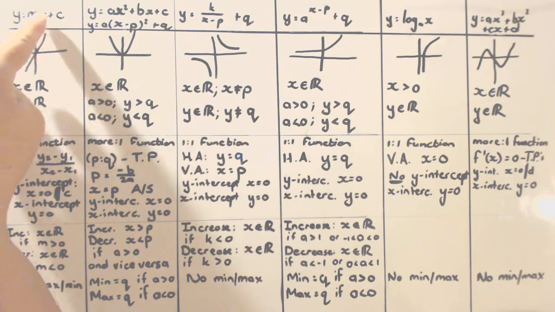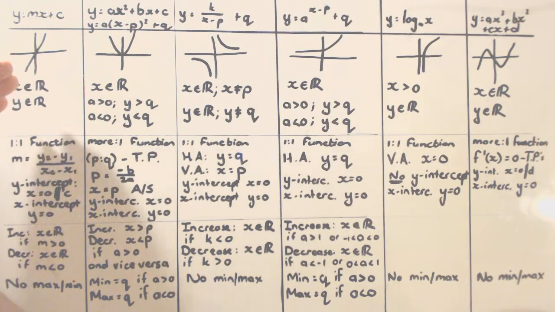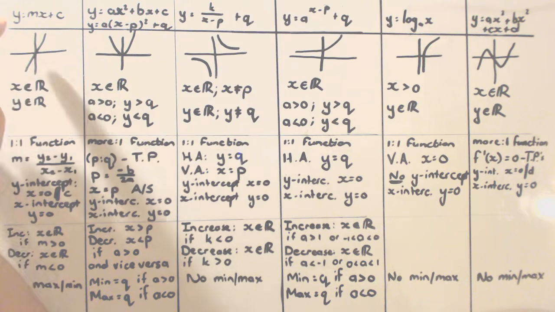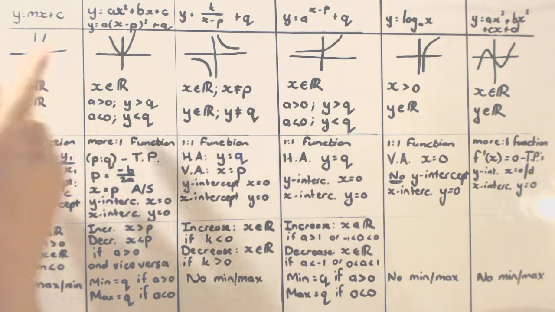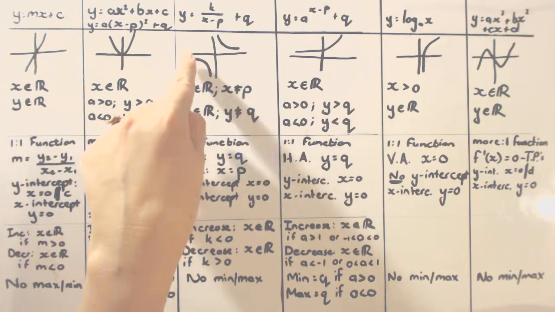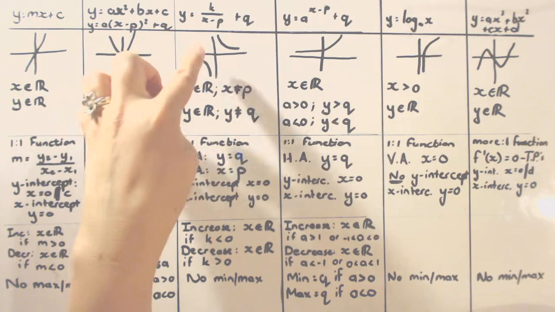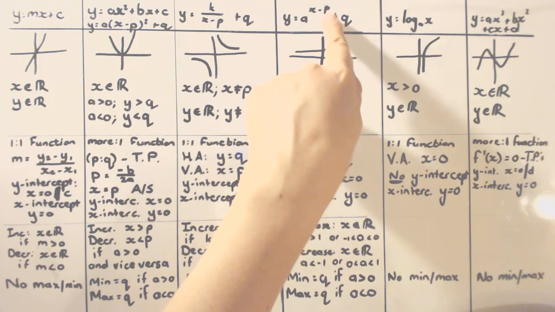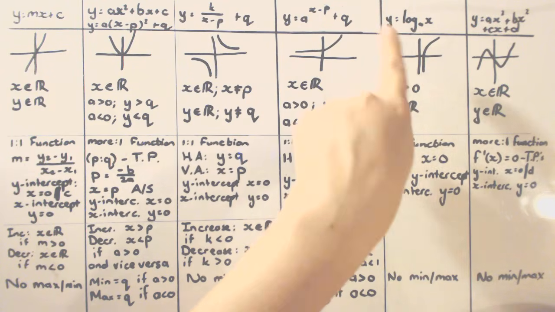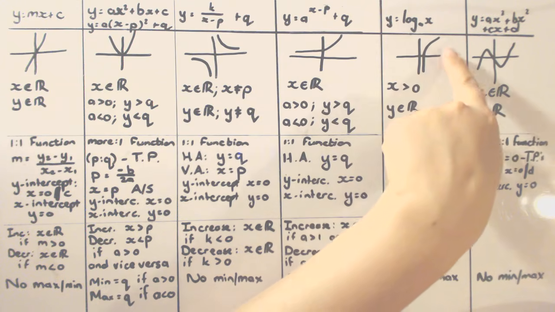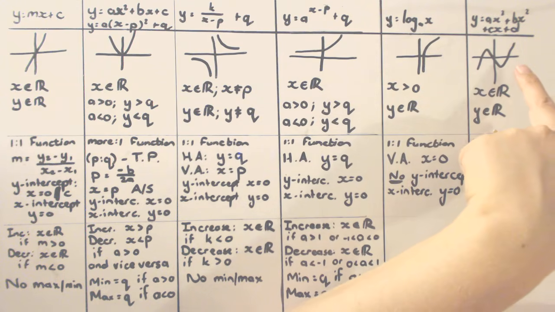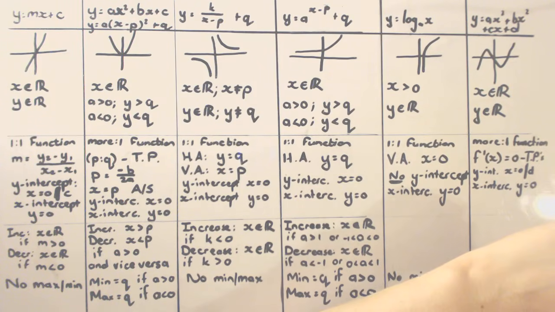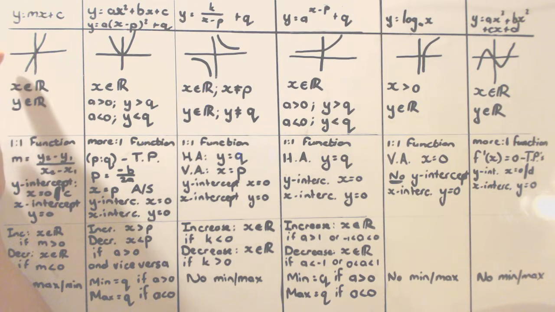So if I use this type of formula, I get a straight line. Now the most basic straight line, without having an m or a c value, y equals x, looks like this. y equals x squared looks like this. y equals 1 over x will look like this. y equals a to the power of x, without the other values, if they are now 0. y equals log x looks like this, and y equals x cubed looks like this, going through the origin there. Alright, so these are the basic functions and how they look.